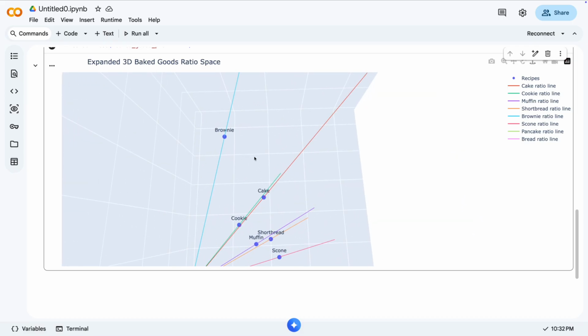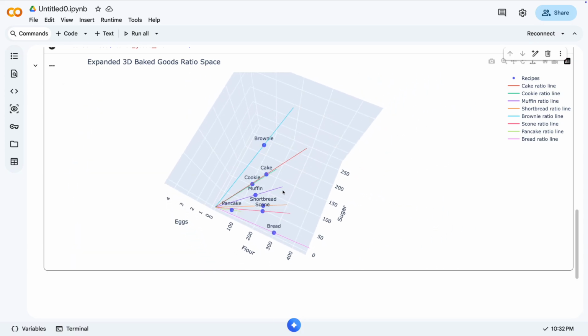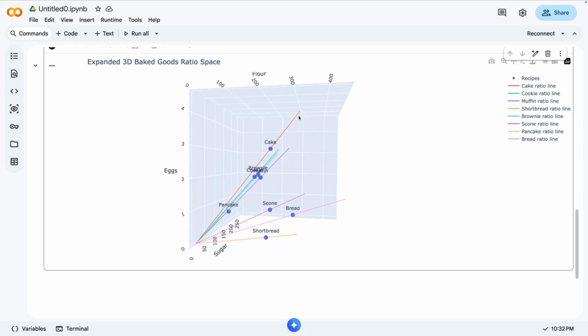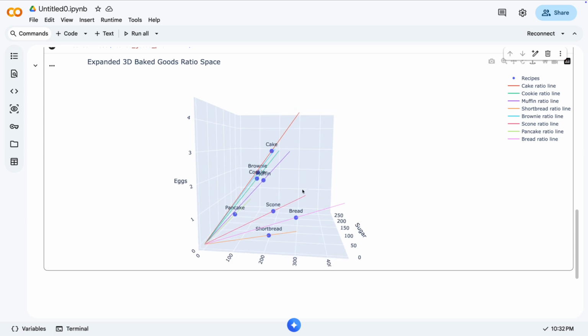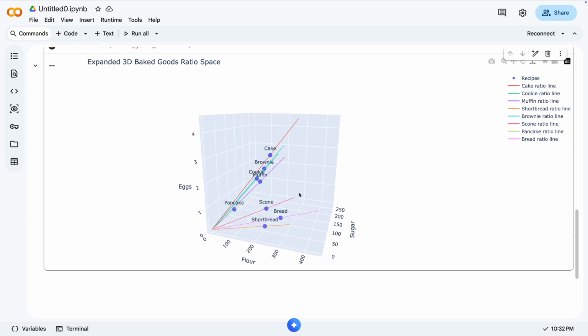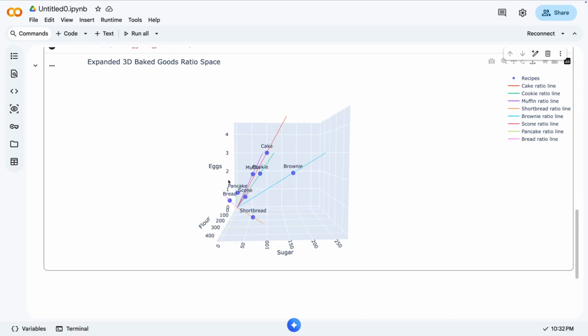Since it's all about ratios, each baked good is like a line that extends out from the origin. Doubling a recipe will keep all ratios constant, so the baked good has the same physical properties and flavor at every point on the line. Here you can see how different baked goods differ. Look at brownie, way out there towards the sugar axis. Then look at bread, way over by the flour axis.